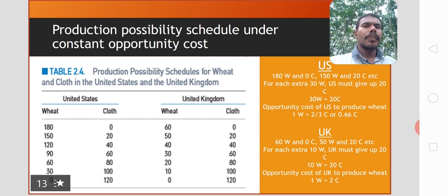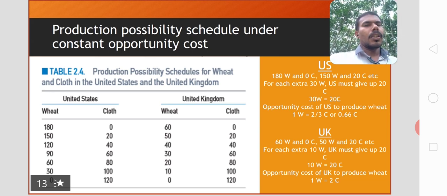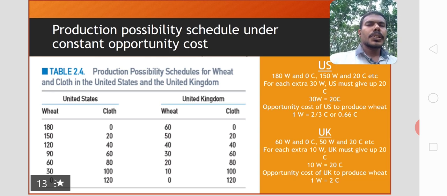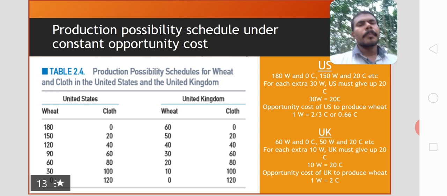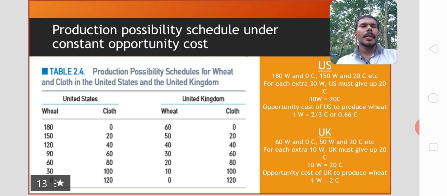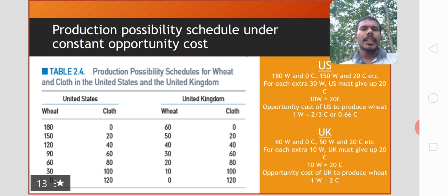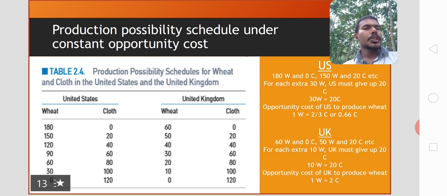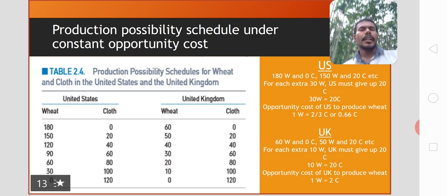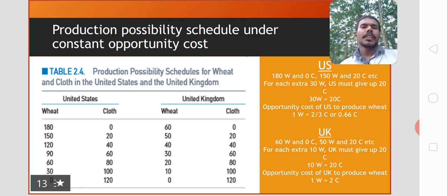At the same time, we need to look at the opportunity cost of UK and United States on production of cloth. So first let us look at the opportunity cost of US over cloth. So in order to produce 20 units of cloth, United States must give up 30 units of wheat. So that means in order to increase the level of production to 20 from 0, United States must reduce the production level from 180 to 150. So 20 units of cloth is equal to 30 units of wheat.